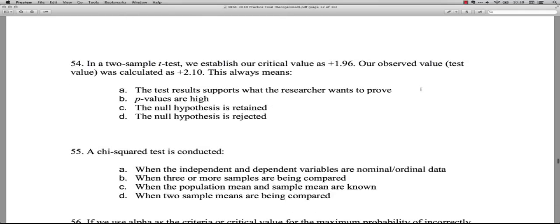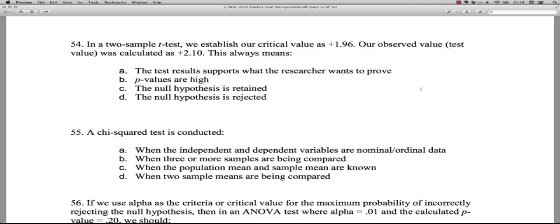That's pretty easy. 54. In a two-sample t-test, we established our critical value as plus 1.96. By the way, that means that's not going to be exactly an alpha of 0.05 because on a t-test, the critical values are going to be a little farther out than on a z-test. In any case, we have a critical region here, critical value of plus 1.96. Oh, by the way, that must mean it's also one-tailed because it's only positive. Our observed value, the test value, that is the one that we got from the sample statistics, was calculated as plus 2.10. So it's a more extreme value than the critical value. The critical value is plus 1.96, so we said that anything above that, anything to the right, is considered statistically significant. So this always means A, the test results supported what the researcher wants to prove.